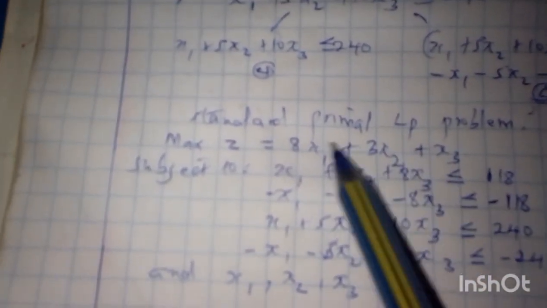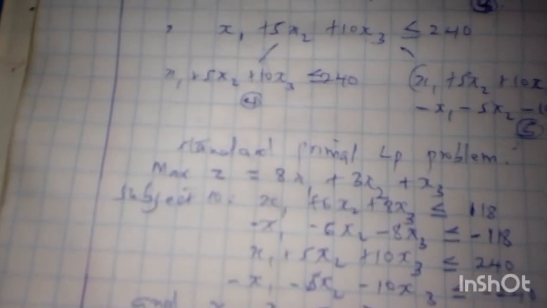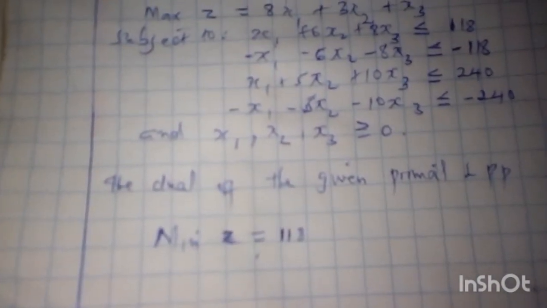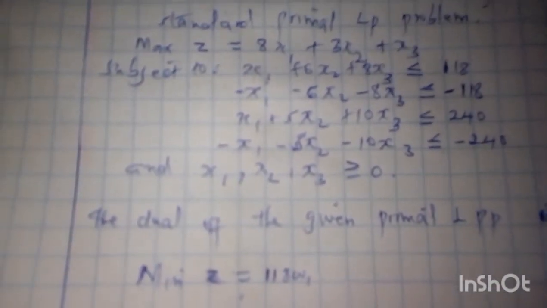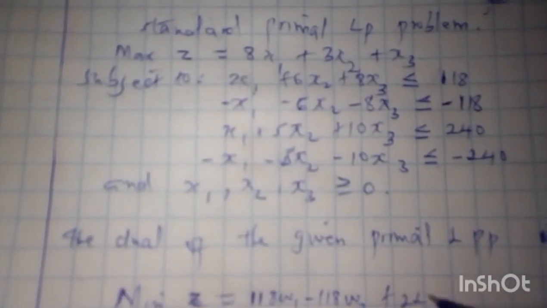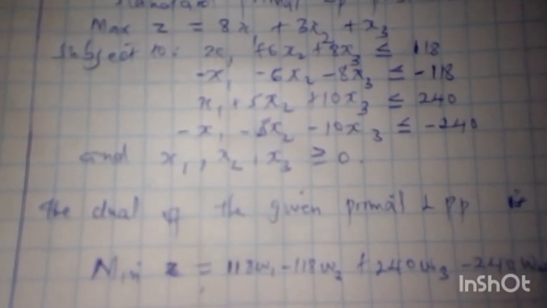We put them here. These are the rows. This column will be the row on the first, but we can use another letter instead of x. So we'll have minimize z, and this will be here, 118. We can use another letter like w. w1 minus 118 w2 plus 240 w3 minus 240 w4. Are we there?